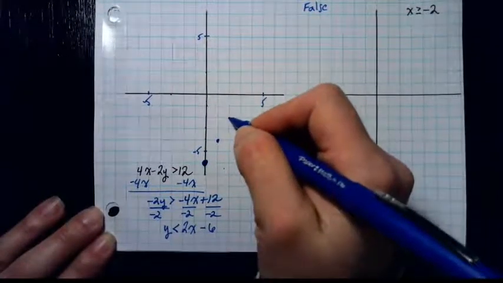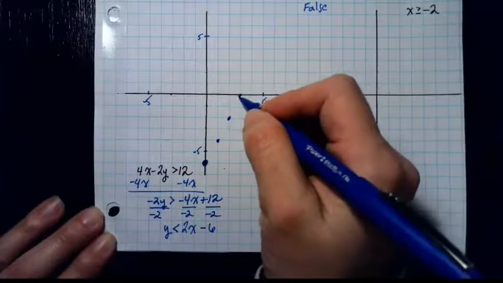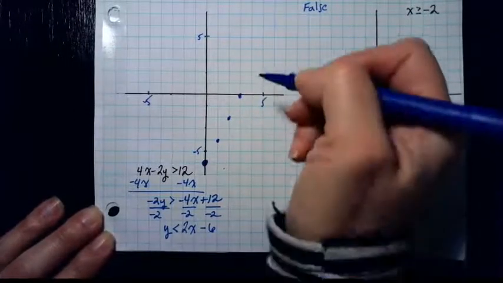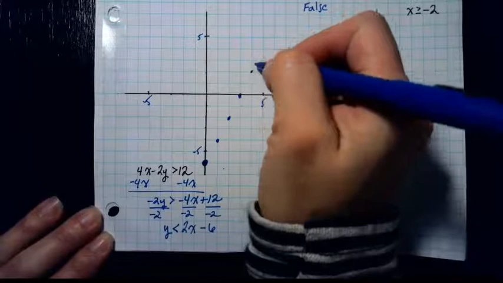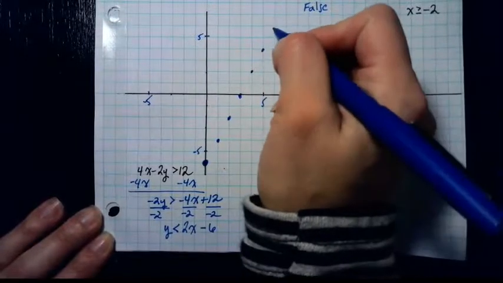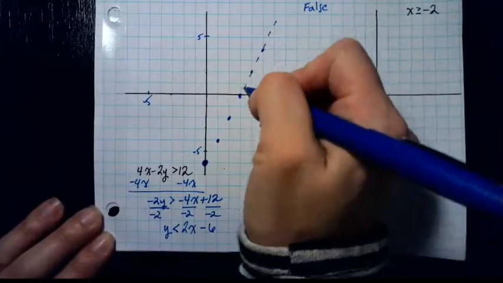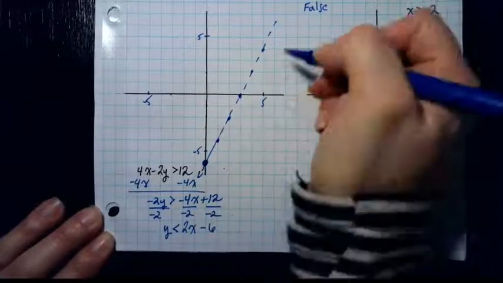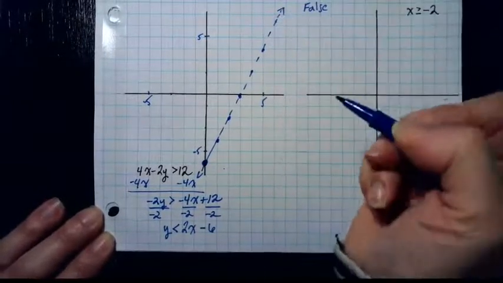Up 2, 1 to the right. And I can do that as many times as I want. Since I'm using a dashed line, I like to have more points. It just makes it easier for me to visualize where that line lives. Extend the line as far as you can.